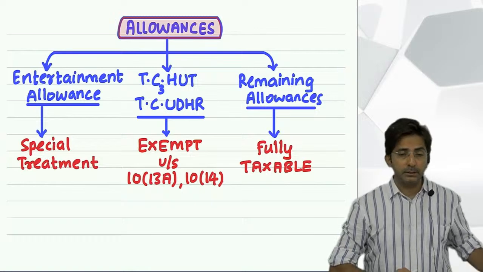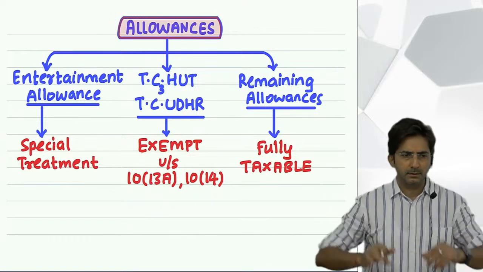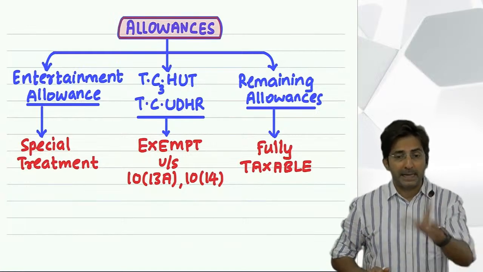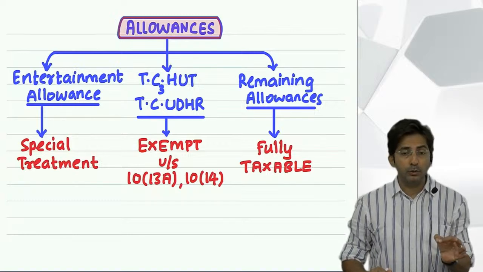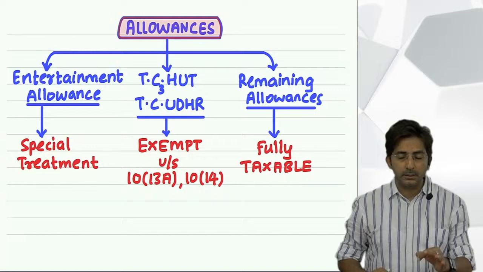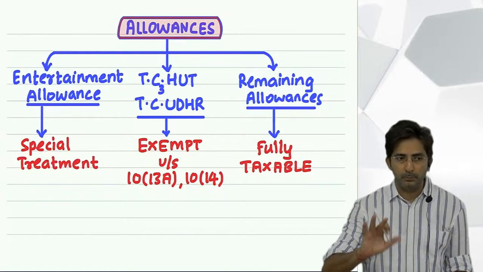That means if in the question they give you underground allowance for some other mines, not coal mines, then it will be taxable. Exemption is only if you have to work underground in coal mines. And here the amount is fixed, 800 per month. Maximum 800 per month will be exempt.